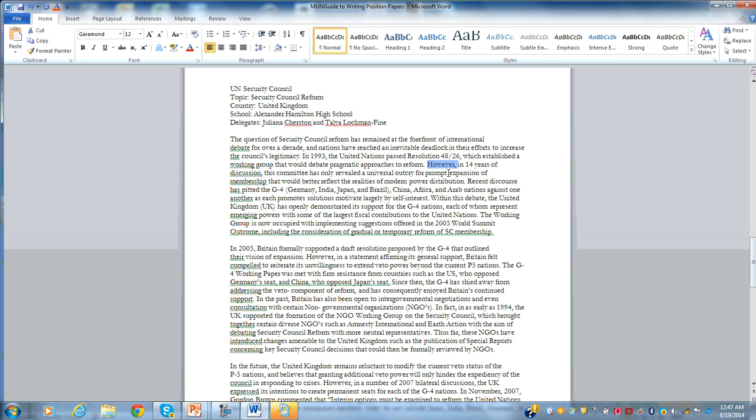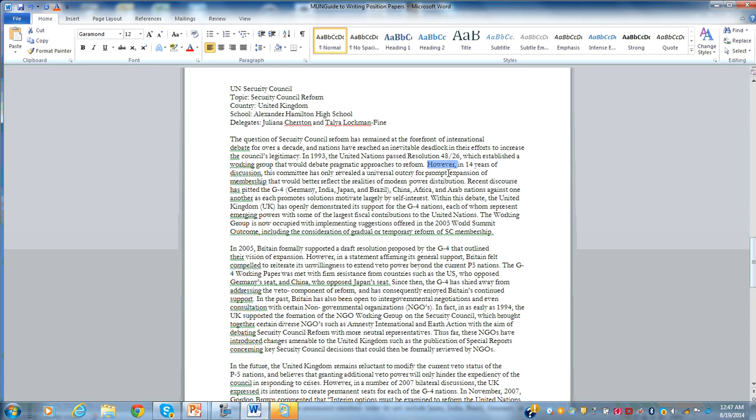However, in 14 years of discussion, this committee has only revealed a universal outcry for prompt expansion of membership that would better reflect the realities of modern power distribution. Recent discourse has pitted the G4, Germany, India, Japan, and Brazil, China, Africa, and Arab nations against one another as each promotes solutions motivated, look, there's a typo, motivated largely by self-interest.